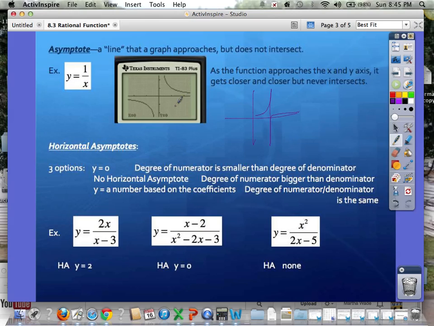Now, asymptotes, there are 3 different kinds. We are only going to be talking about 2 in Algebra 2. You'll talk about more when you go to pre-cal. But this year, we're only going to be talking about 2. One of them is a horizontal asymptote. In this particular picture right here, there is a horizontal asymptote at 0.